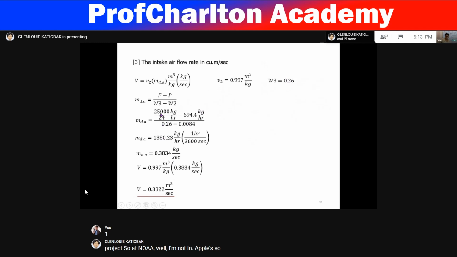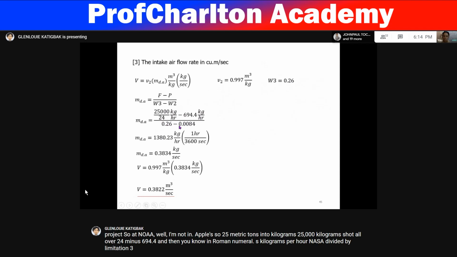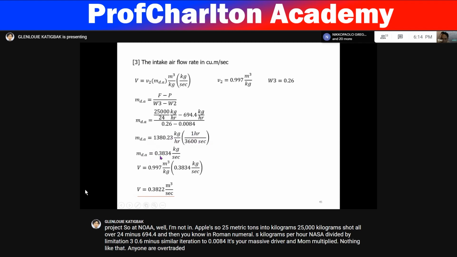So, meron tayong 25 metric tons into kilograms, 25,000 kilograms siya, all over 24 minus 694.4. Convert lang natin, inurong lang natin ng tatlo. Bali, magiging 694.4 kilograms per hour na siya. Tapos, divided by humidity ratio 3, 0.26, minus humidity ratio 2, 0.0084. So, yung mass of dry air natin, multiply natin 1 hour over 3,600 seconds. Makakakuha tayo ng mass of dry air na 0.3834 kilograms per second.